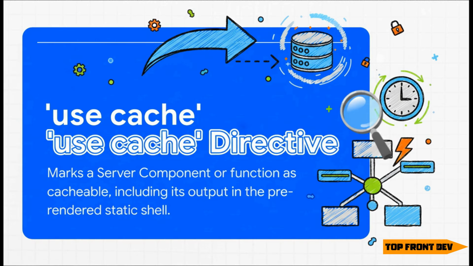Now, if suspense is all about creating the dynamic holes, useCache does the exact opposite. It lets you take something that would normally be dynamic, like a query to your database, and tell Next.js, hey, you know what, go ahead and cache this. I want it to be part of the static shell.